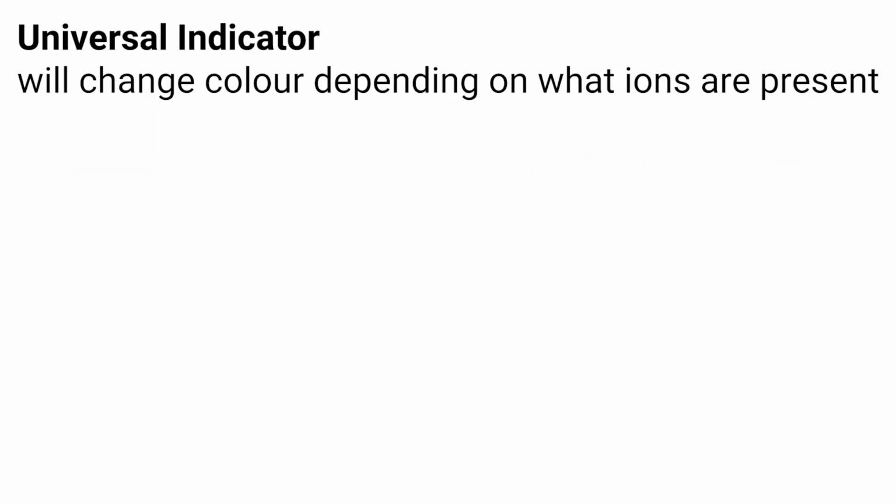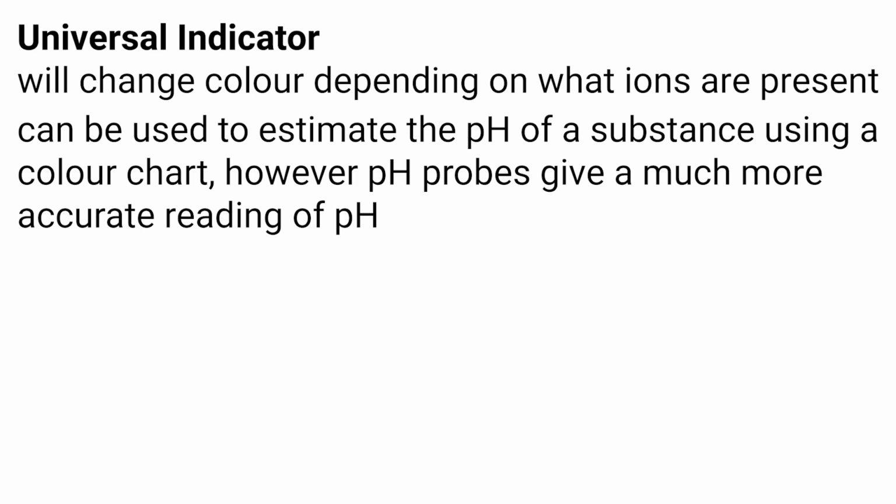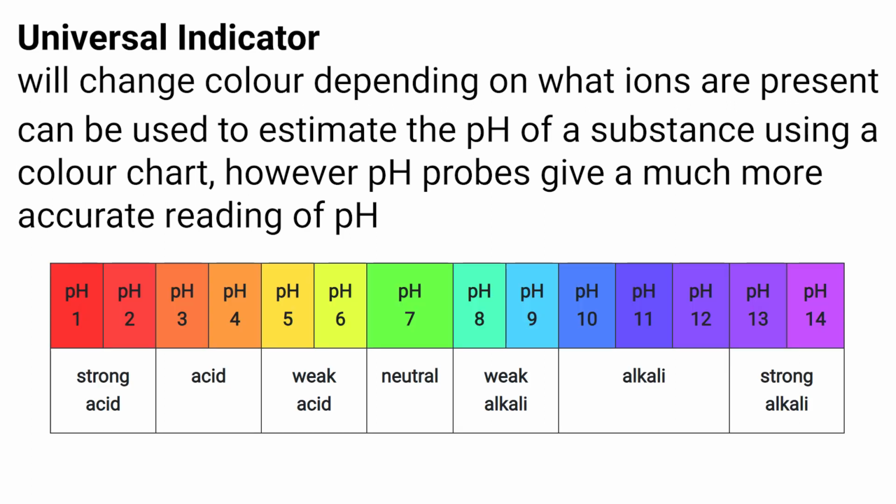When universal indicator is added to solutions, it will change colour depending on what ions are present. Universal indicator can be used to estimate the pH of a substance using a colour chart. However, a pH probe would give a much more accurate reading of pH. The coloured pH scale shown on the screen can only be used with indicators like universal indicator, because these are the colours that the universal indicator solution will turn. Other indicators like methyl orange or phenolphthalein do not turn these colours, and so this coloured scale cannot be used.